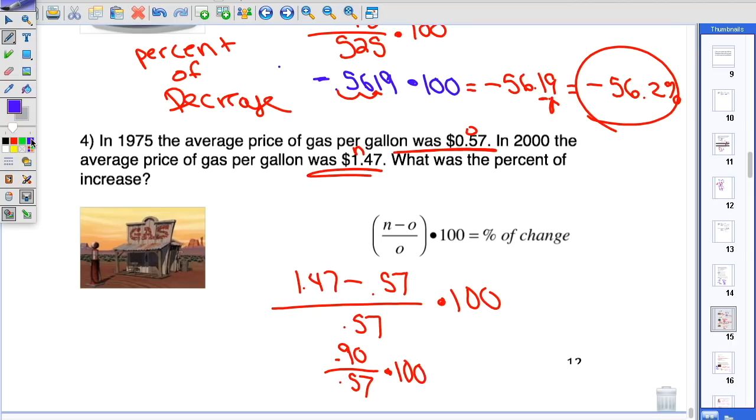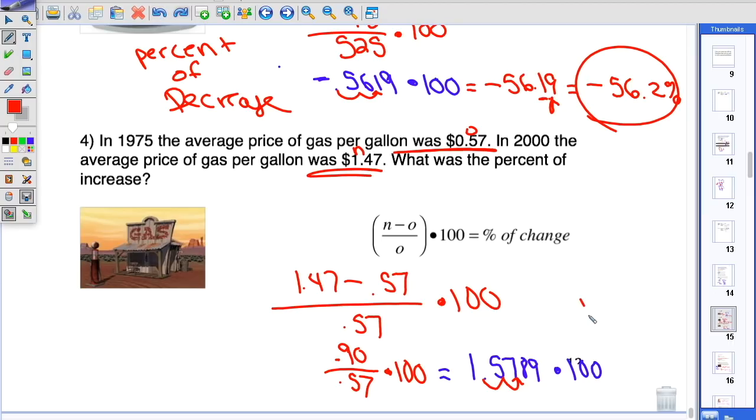And when we multiply, and I'm just going to put it off to the side here because I'm running out of space, we get 1.5789. Just have 4 places after your decimal. We're going to multiply that by 100. When you multiply it by 100, it moves your decimal 2 places to the right.